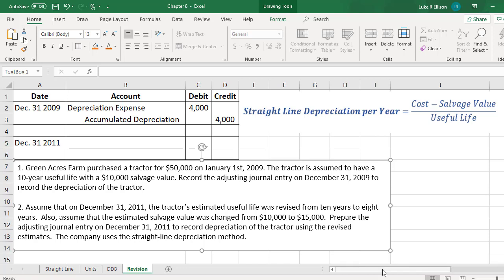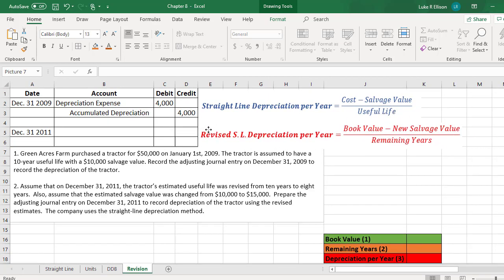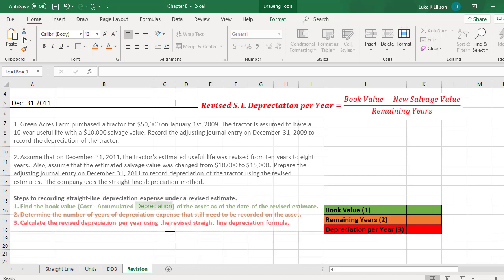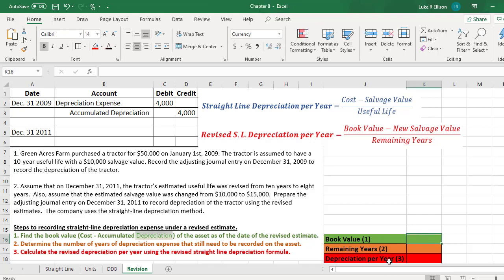Okay, so since we have a revised estimate, we need a revised formula for depreciation. So here is the revised straight line depreciation per year formula, which is going to be book value minus new salvage value divided by the remaining years. And just to break that apart a little bit, I've put this into 3 different steps here. So we have step 1, which is to find the book value, which is the cost minus the accumulated depreciation of the asset as of the date of the revised estimate. So in this box, we can do that calculation.